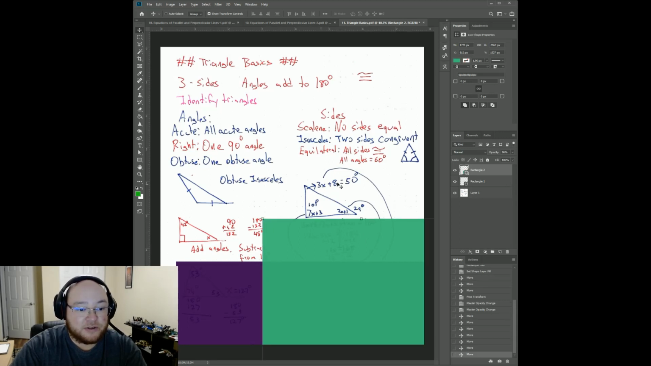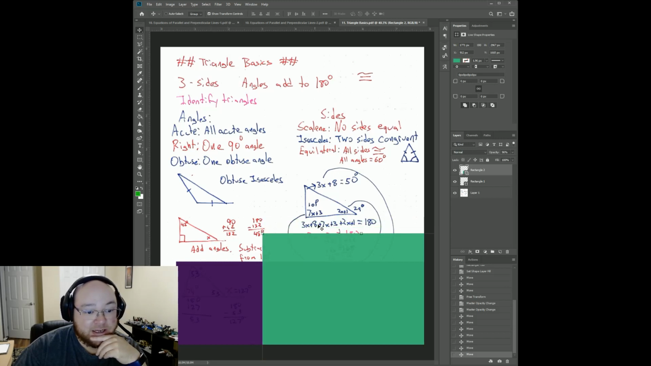Another type of question would be if I just gave you these three different expressions. This angle is 7x plus 3, this one's 2x plus 1, and this one is 3x plus 8. It's the same idea: you're going to add them together, but this time there's nothing missing, you just need to solve. So you do 3x plus 8 plus 7x plus 3 plus 2x plus 1 equals 180, because we know it should total 180. Combining like terms, 3x plus 7x is 10x, plus 2 more x's is 12x. 8 plus 3 is 11, 11 plus 1 is 12. So 12x plus 12 equals 180.